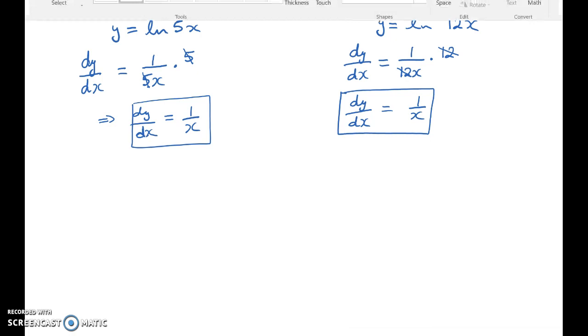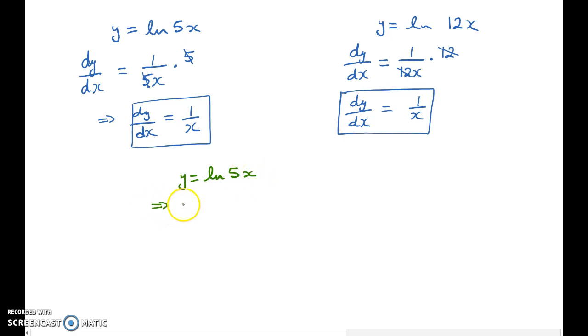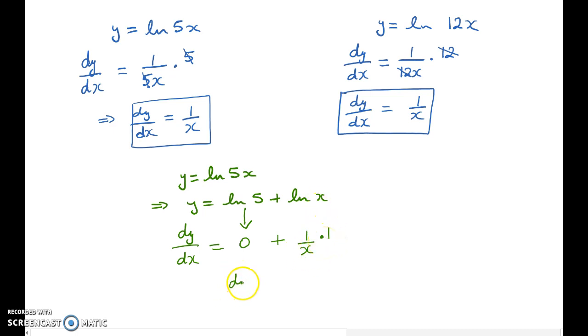Imagine that you have y equals log of 5x. Well, one of the rules of logs is that that can be rewritten as y equals the log of 5 plus the log of x. Okay? Now, if we go to differentiate that, the log of 5 is a constant, so it becomes 0. The log of x is 1 over x by the derivative of x, which is just 1. So dy dx is 1 over x.